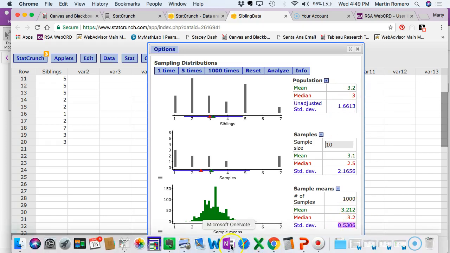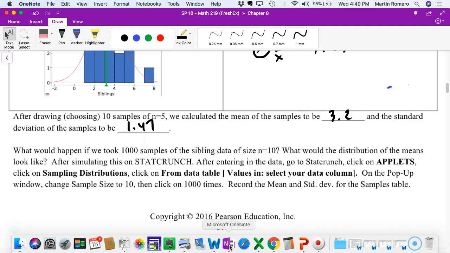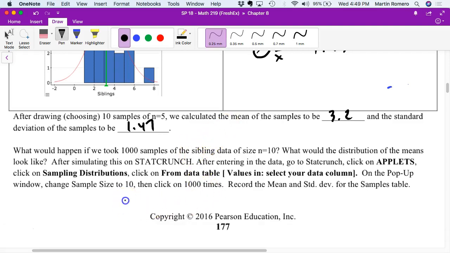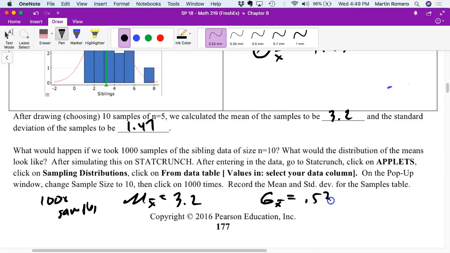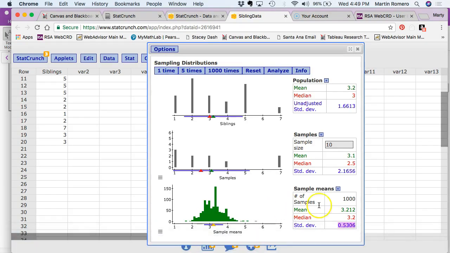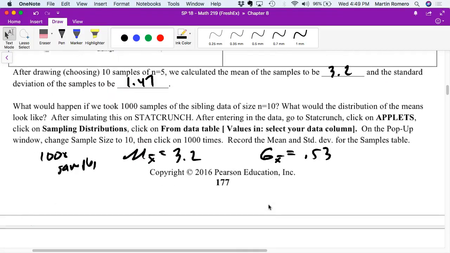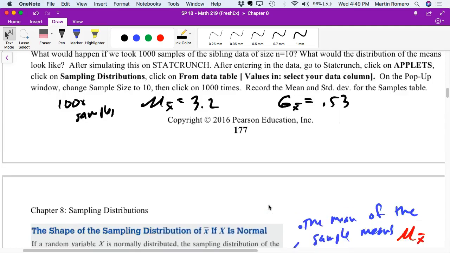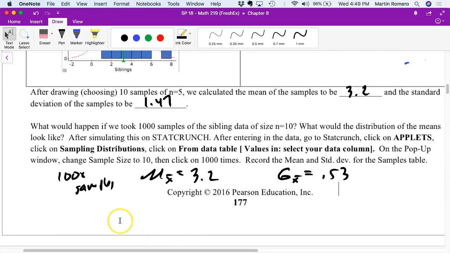And so again, when we do this here, we get a mean of the distribution. This is for 1,000 samples. You get a mean of 3.2 and the standard deviation of the distribution of 0.53. I think that's what it is. Let's see. 0.53. You got it. It's definitely smaller because they're closer together. And so that leads us to some other conclusions we'll talk about on the next page. So that's part one.